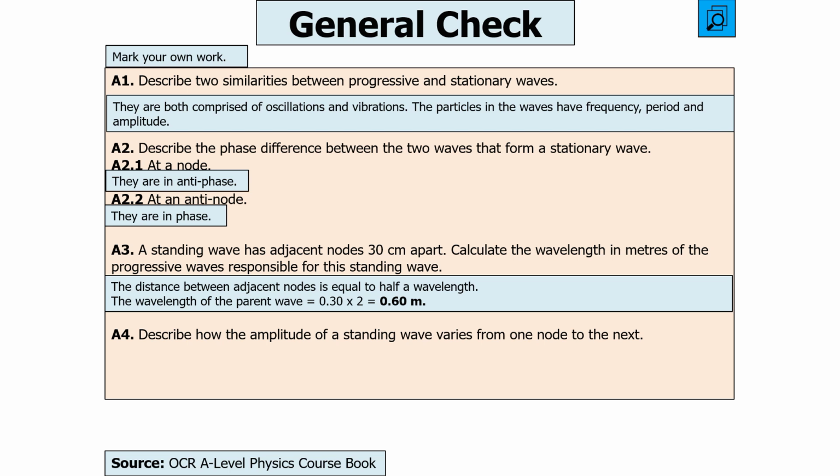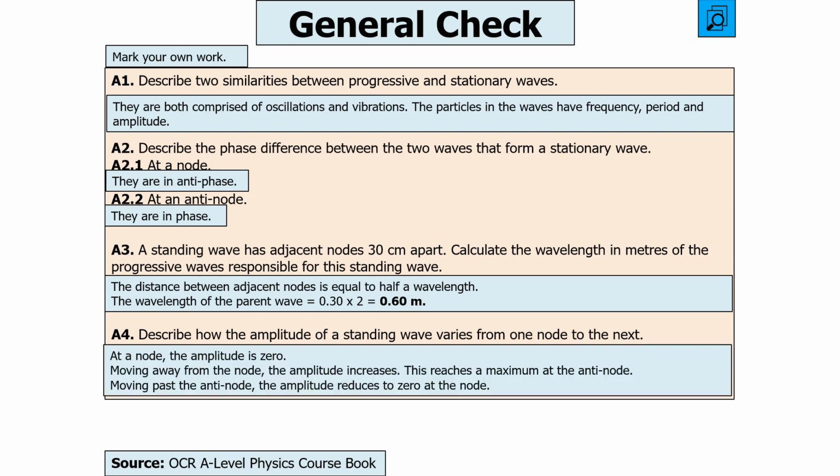Now you've got to remember that the amplitude at a node is 0, because a node is no energy, no amplitude, no wave. As you move away from the node, the amplitude will increase and increase and increase. It then hits a maximum amplitude at the antinode before then decreasing again back down to 0 at the next node.